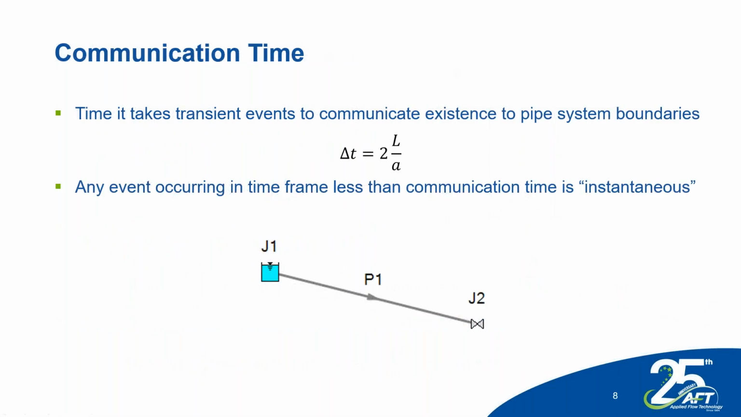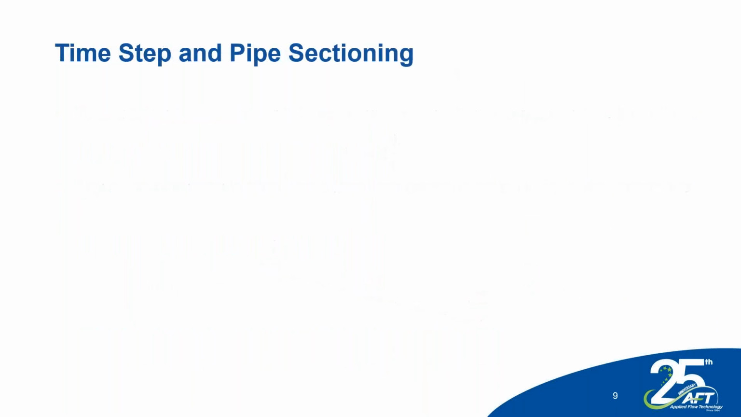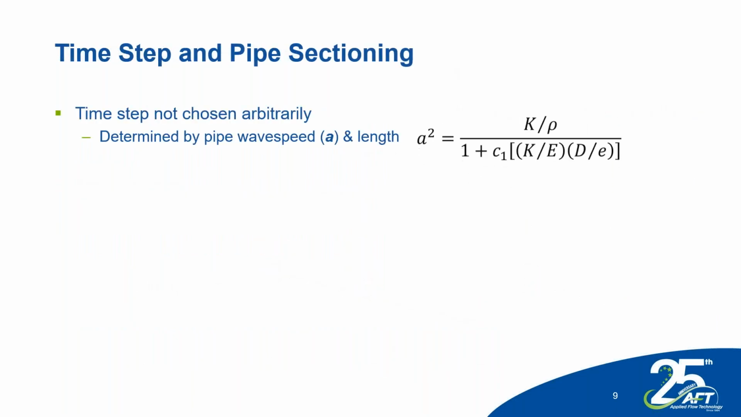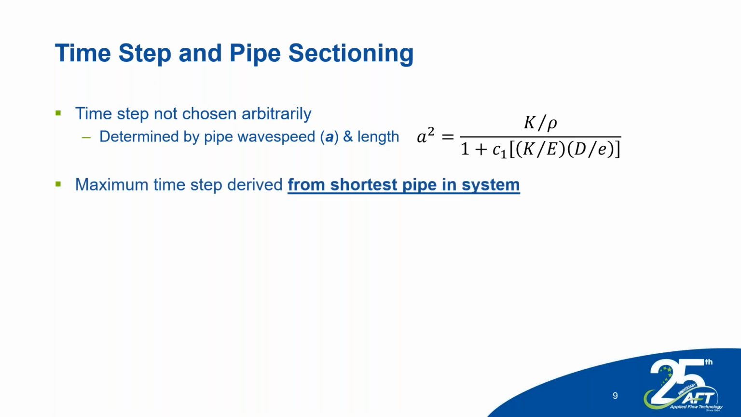These next couple of slides, I'm not going to really spend too much time on. Communication time is a really important concept to understand. How the pipes are sectioned is really important to take into account and know how we're doing that. And so the time step is not just something that you specify. It's calculated based upon the pipe wave speed and the length. And so your maximum time step is derived from the shortest pipe in your system. So your shortest pipe length divided by its wave speed is going to calculate your maximum time step for you.